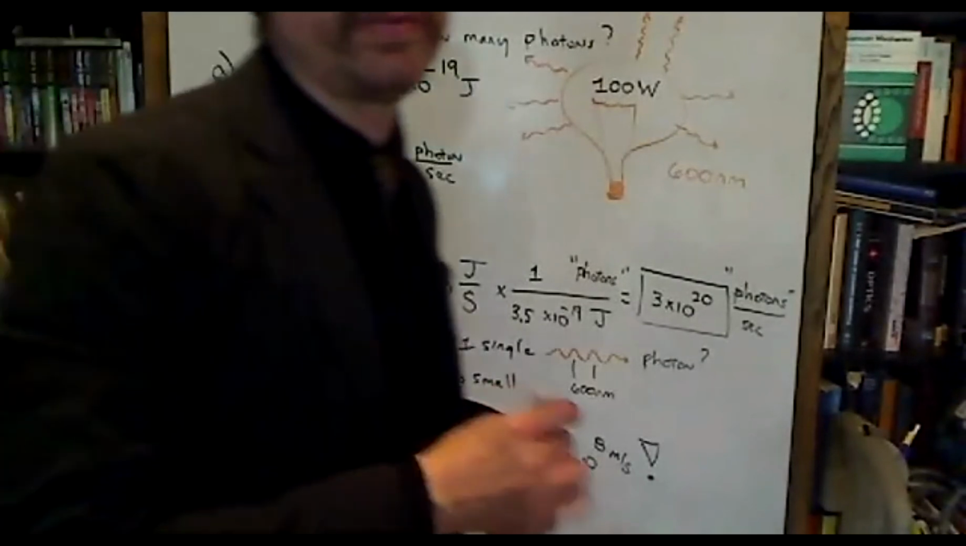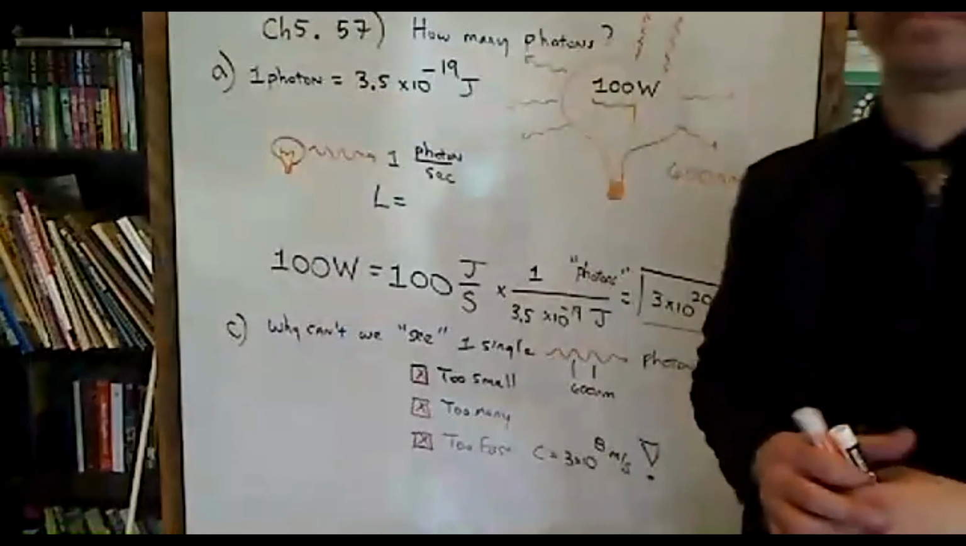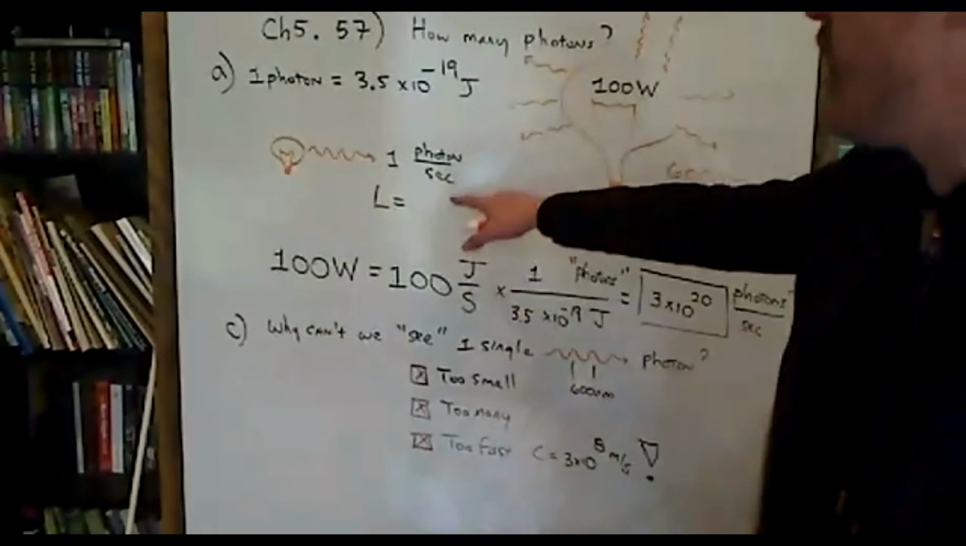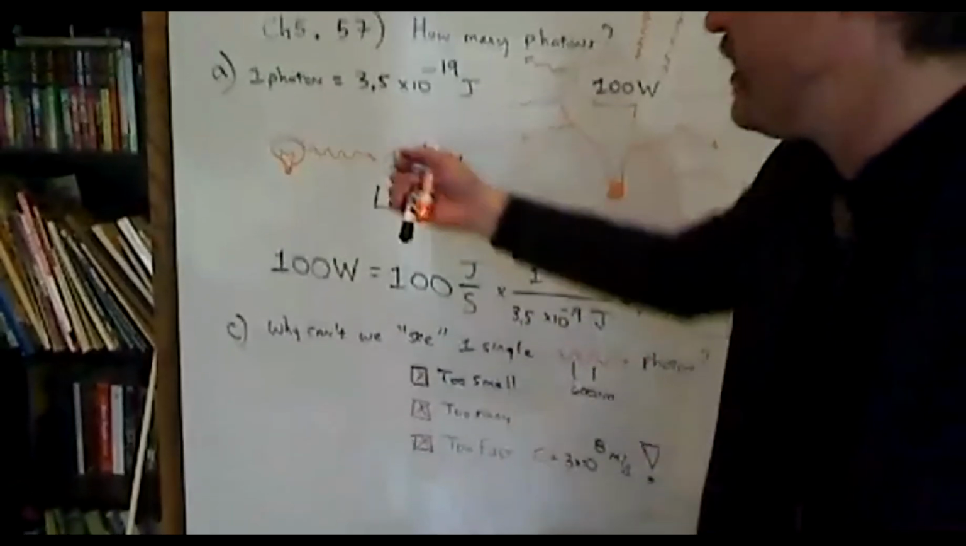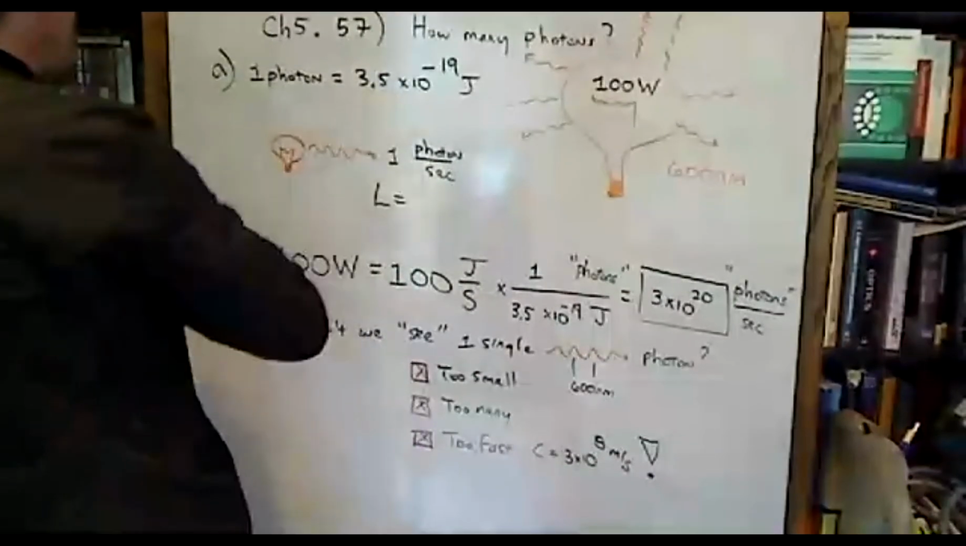Maybe this question is a little too rough, I don't know. I just want to know how many watts is a quantum party bulb that emits 1 photon per second? One photon of 600 nanometer wavelength light.